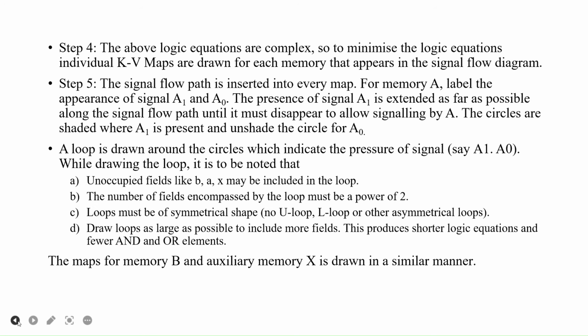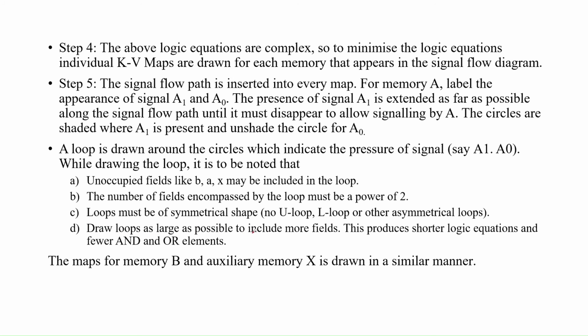There are certain rules for this. The unoccupied fields like B, A, X may be included in this loop. The number of fields encompassed by the loop must be a power of 2. We can only include fields in a loop in powers of 2, that is, it may be 2 or 4 and so on. The loop must be symmetrical in shape. No U loops or L loops or other asymmetrical loops are allowed.